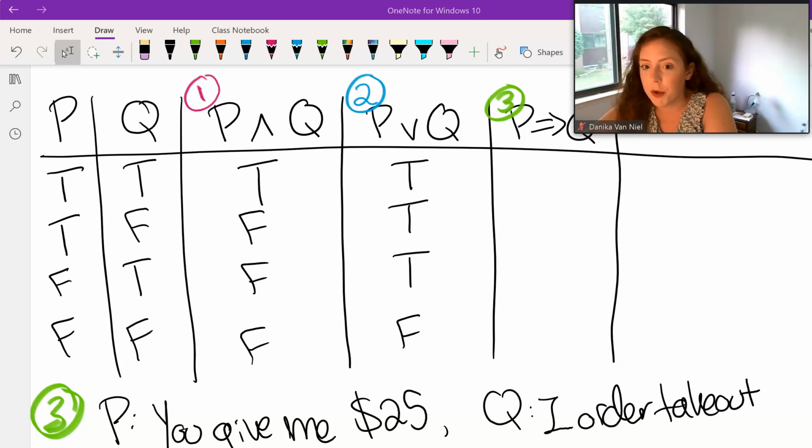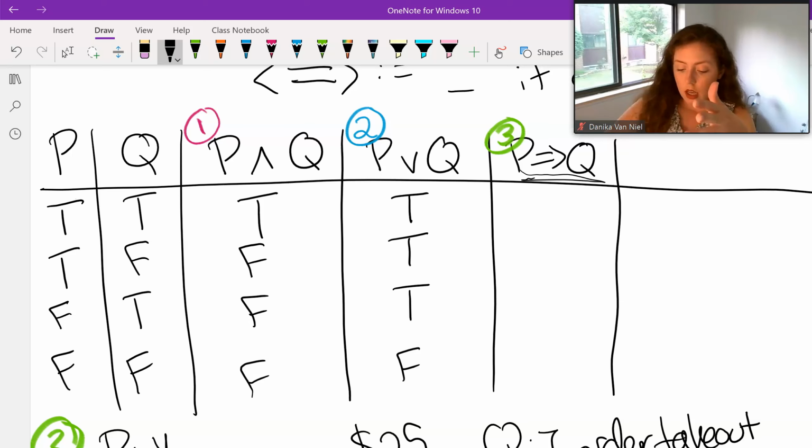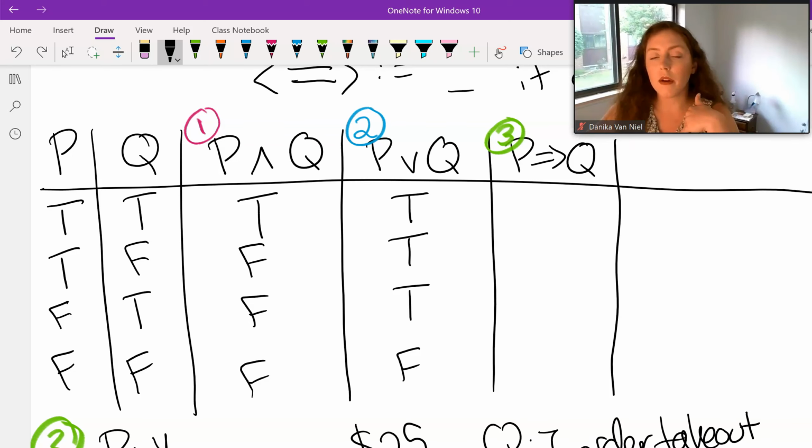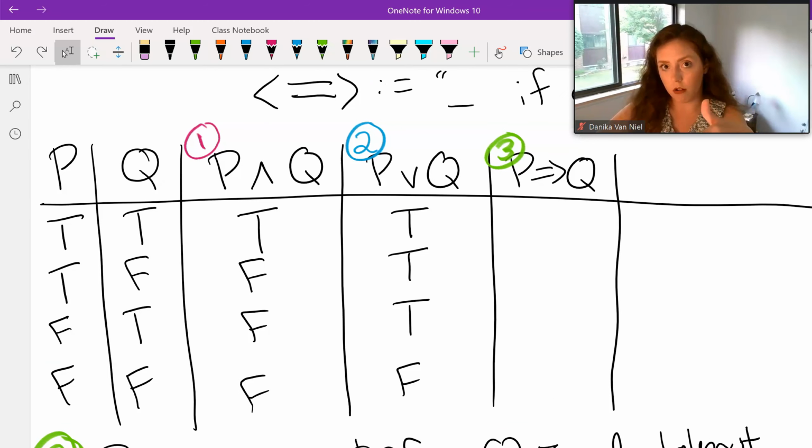So this is the one that's always hard to come up with examples for. Let's say that P is the statement, you give me $25, and Q is the statement that I order takeout. So if P then Q is how I would read this statement right here. It means if you give me $25, then I will buy takeout. So let's talk about when that statement is true and when it's false. Kind of how you could think about it is, if I said that as a statement to you, under what circumstances would that be a lie, and under which circumstances would it not be a lie?